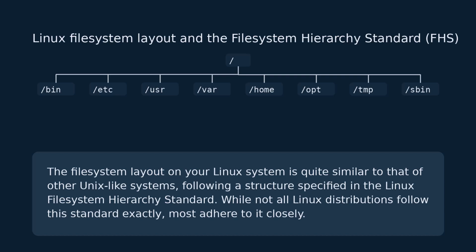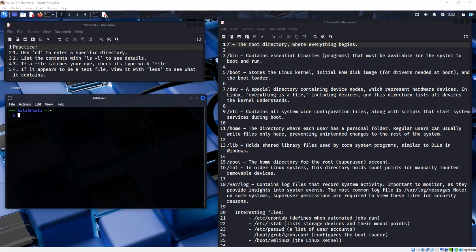A guided tour. The file system layout on your Linux system is quite similar to that of other Unix-like systems, following a structure specified in the Linux file system hierarchy standard. While not all Linux distributions follow this standard exactly, most adhere to it closely. Now, let's explore the file system to see how our Linux operating system operates. This will give you a chance to practice navigation. You'll find that many of the important files are in plain, human-readable text.